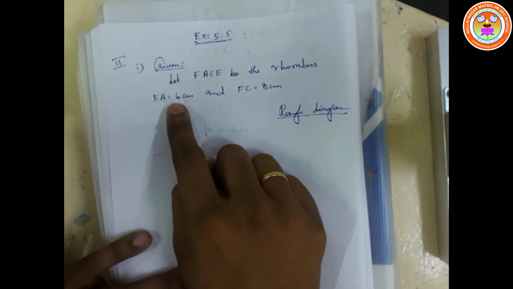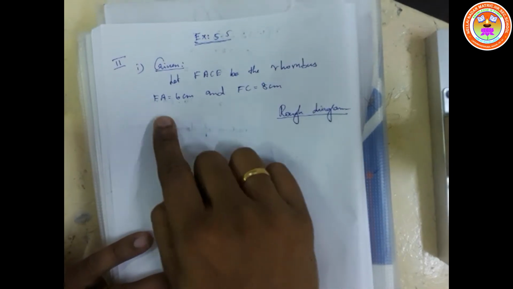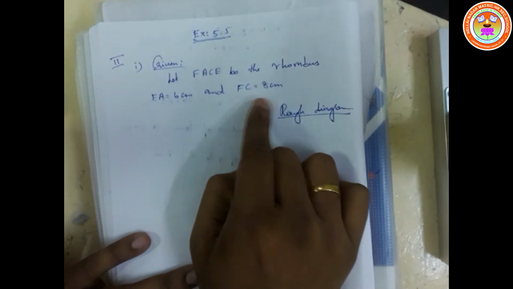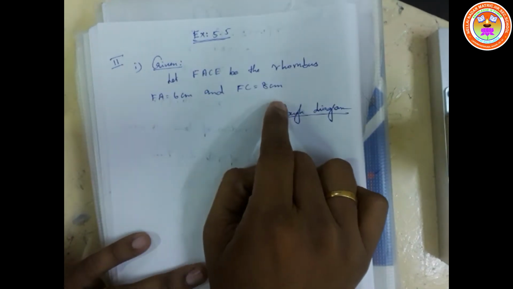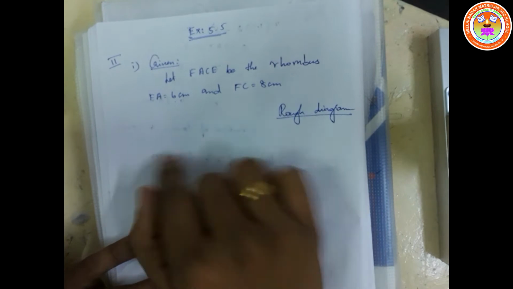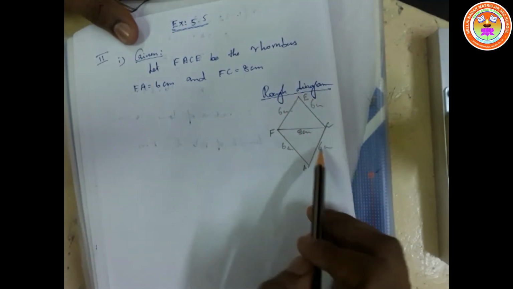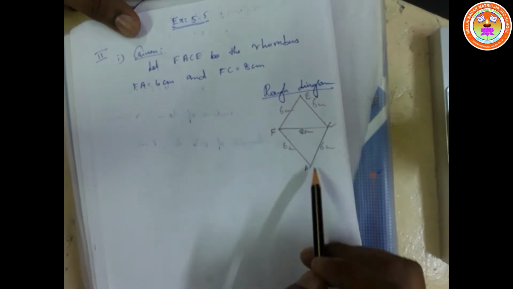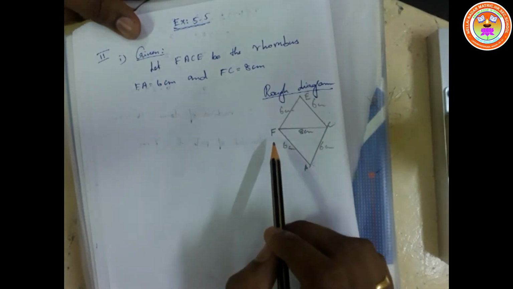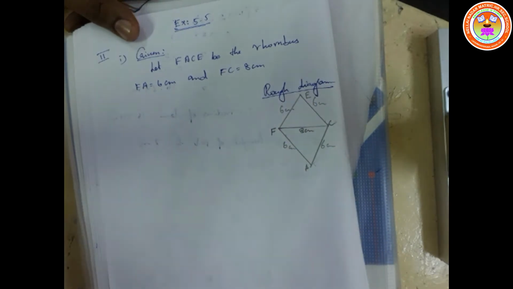First of all you have to write the given. Let FACE be the rhombus, FA equal to 6 cm and FC equal to 8 cm. Here one side and one diagonal are given, and we'll see how to do the sum. First you have to draw the rough diagram. Draw a rough diagram like the rhombus FACE, and all sides are equal, so 6 cm, 6 cm, 6 cm, 6 cm, and the diagonal FC equal to 8 cm. We'll see how to draw a fair diagram.